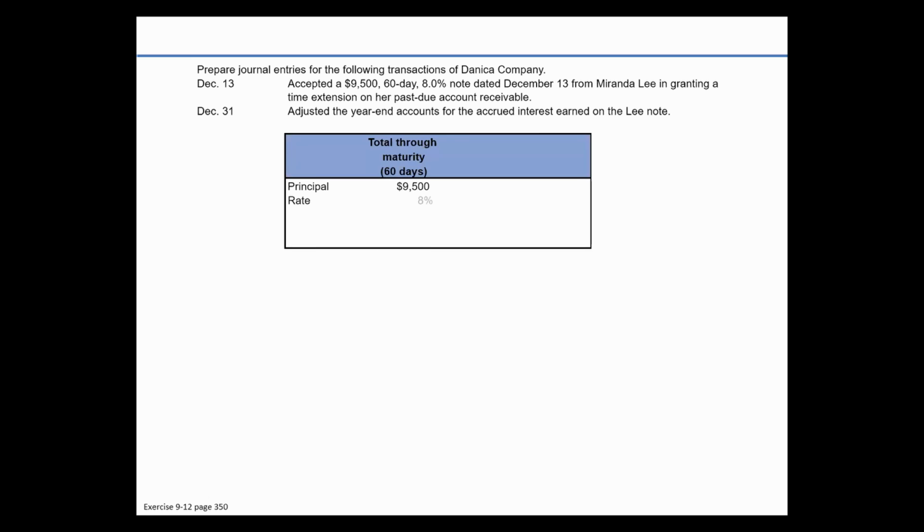So what we're going to do is figure out at maturity how much total interest we would expect to earn. The principal is $9,500, multiplied by the rate, which is 8%, multiplied by the time, which is 60 divided by 360. We use 360 as the base for how many days there are in a year, and the note is a 60-day note. So the total interest that we would collect is $127. Then to figure it out for the 18 days, we'll take 9,500 multiplied by 8%, multiplied by 18 divided by 360, so of that, $38 would be during that 18-day period.